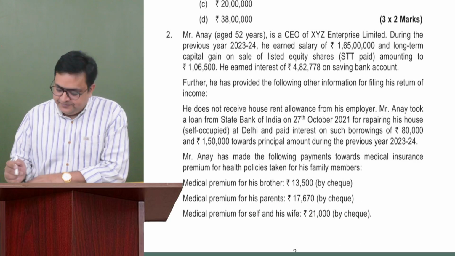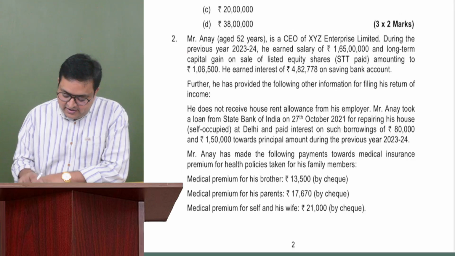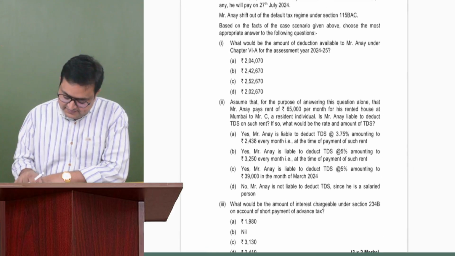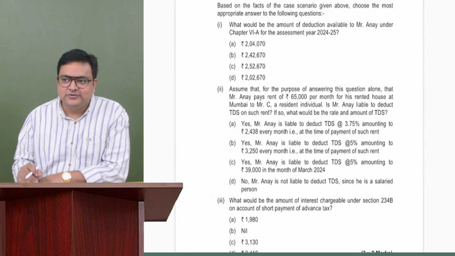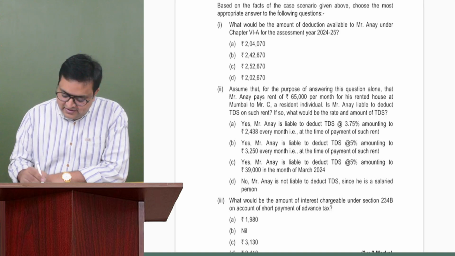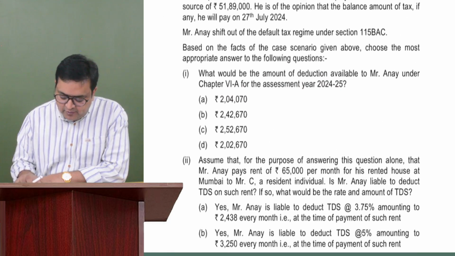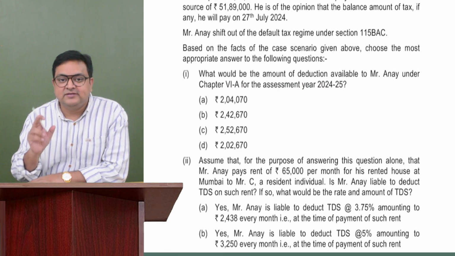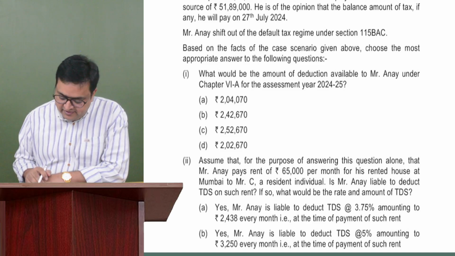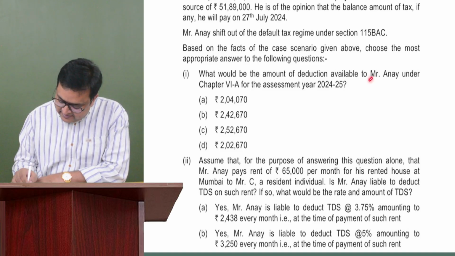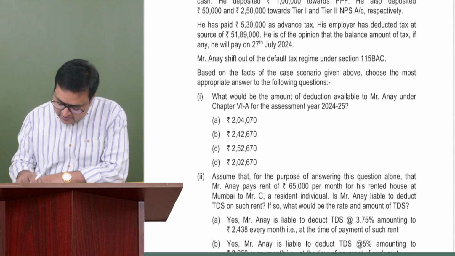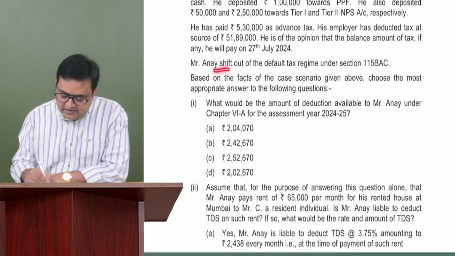Mr. Anay, okay, before reading it, again the same thing. We should read out the questions first. So this says, what would be the amount of deduction available to Mr. Anay under Chapter 6A for the assessment year 24-25? Okay. So we are required to compute Chapter 6A deduction would be available. So if he is taking Chapter 6A, he might be taking the optional regime. Yeah, it's written over here.